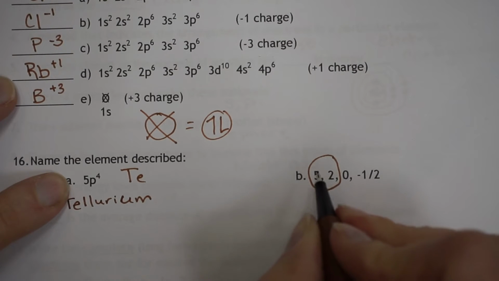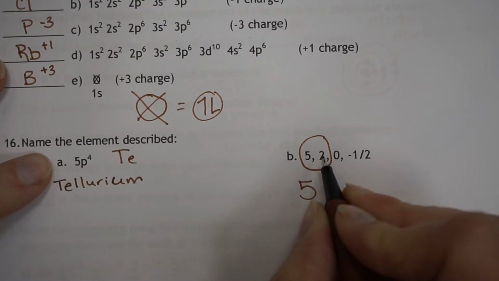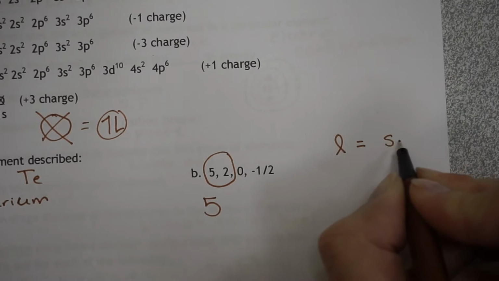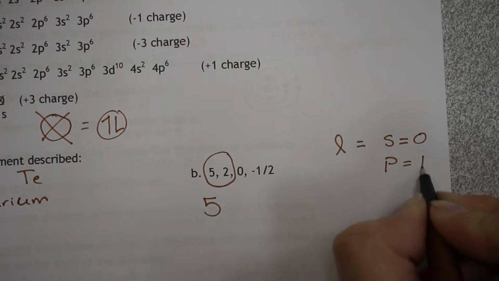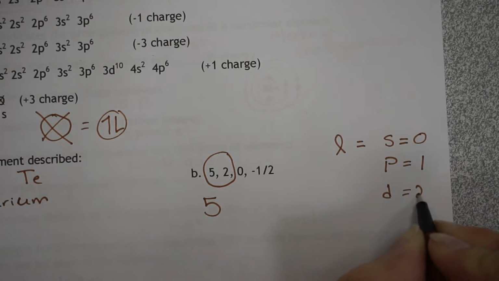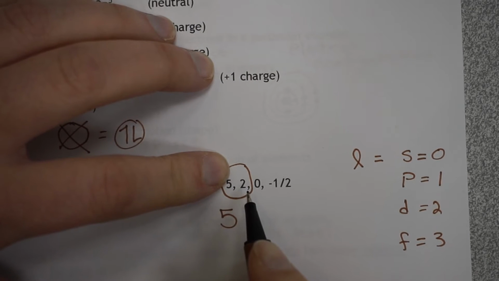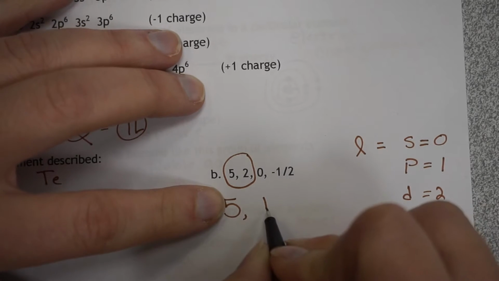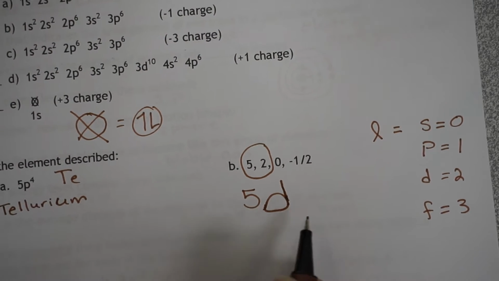So from this, we know it's already in the 5th principal energy level. 2, so again, that's the L quantum number, and if it is 0, it's an S. If it's 1, it's a P. If it's 2, it's a D. And if it's 3, it's F. So in this case, it's 2, so we know it's D. So it's 5D. Okay? I'm tired. All right, so 5D.